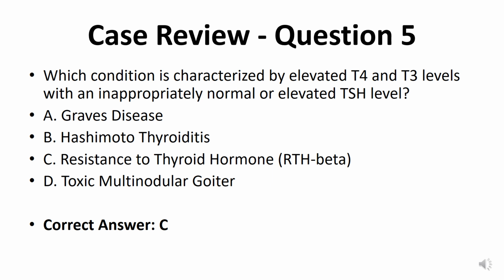This question highlights an important endocrine principle. Abnormal hormone levels do not always mean abnormal hormone production alone. Sometimes the problem lies in hormone signaling or receptor responsiveness. Resistance to thyroid hormone demonstrates that tissues must not only receive hormones, but also respond correctly to them at the cellular level. So, the condition characterized by elevated T4 and T3 together with an inappropriately normal or elevated TSH is resistance to thyroid hormone beta, making answer C correct.